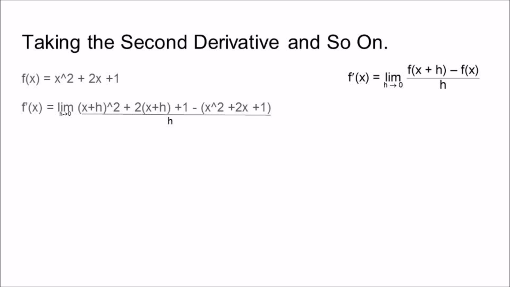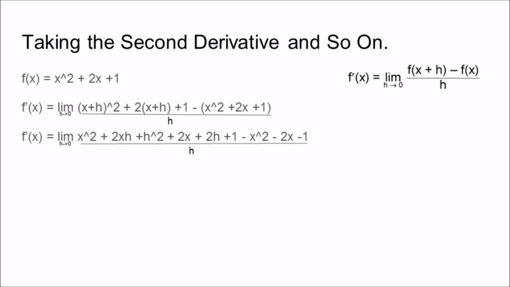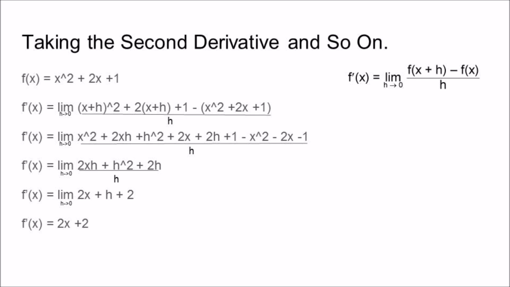Just like before, I am using the definition of a limit and substituting x plus h in for all x's according to the definition. I used some algebra to achieve the third part. I used some more algebra to achieve the fourth part. The h's cancelled. Now there is one last step. Because h is approaching 0, we can substitute 0 in for h, which gets rid of the h. So we are left with 2x plus 2. That is the first derivative.